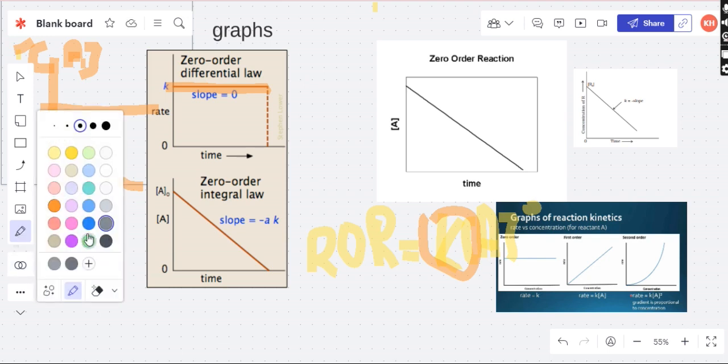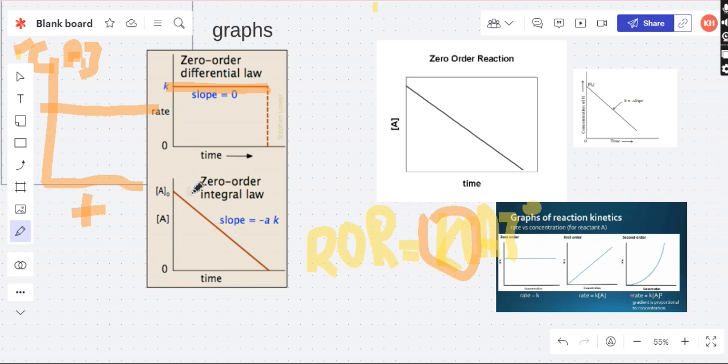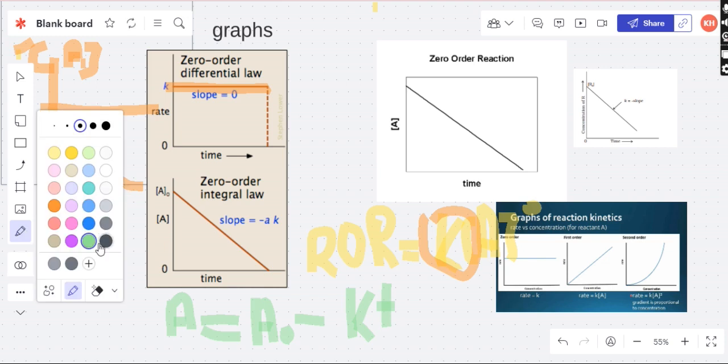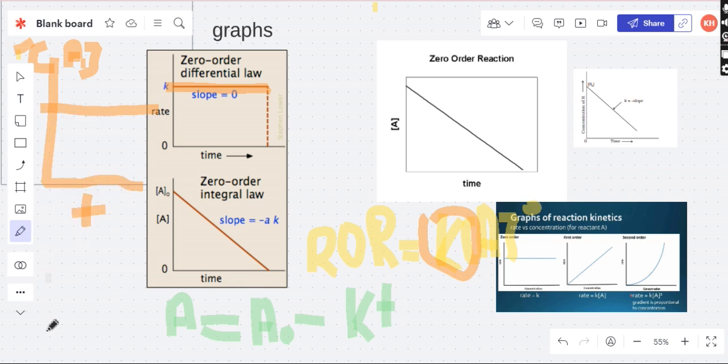But let's look at the zero order reaction here, how we have visualized or generalized it. So we know the formula: A equals A naught minus Kt. Means we are familiar with it. Yes, this is the general formula of zero order reaction. Another way of writing this formula is A equals minus Kt plus A naught.